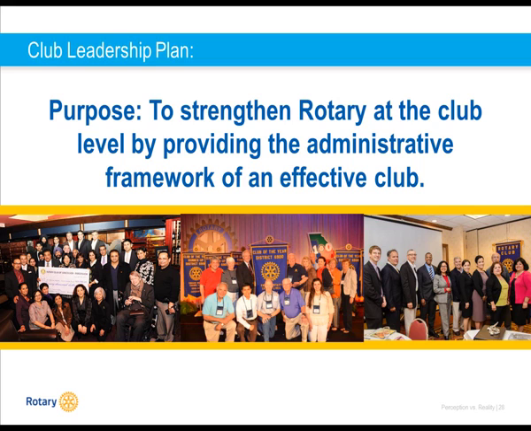Joe showed earlier the club leadership planning document that Rotary International introduced several years ago. The club leadership plan is vital to the stability and success of Rotary during our second century of service. It is based on the practices of successful Rotary clubs, and these clubs are of all sizes. Rotary has clubs in the 20s and clubs in the hundreds. But the club leadership plan has a model that helps to provide that administrative framework. Its purpose is to strengthen Rotary at the club level by providing the administrative framework of an effective club.